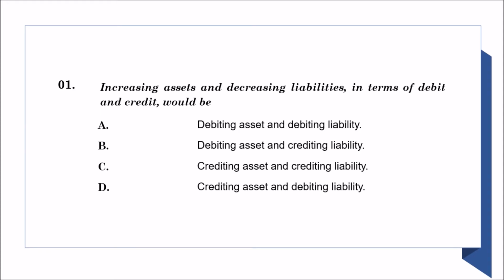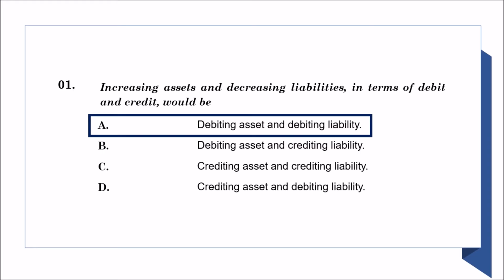The correct answer is A, debiting asset and debiting liability. When we increase assets, we put them on the debit side. When we decrease liabilities, we also put them on the debit side, because if we increase liabilities, we put them on the credit side. So the correct answer for question number 1 is A. Let's continue with question number 2.